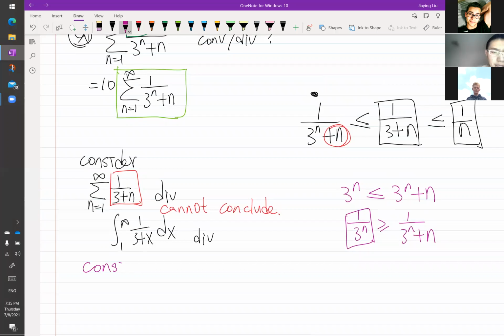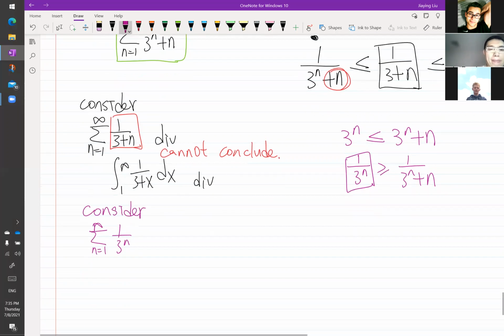So now we're going to consider the series 1/3 to the n, for n from 1 to infinity. There are a few ways you can do it. The longer way will be using the integral test. You can try to find the integral from 1 to infinity of 1/3 to the x dx, and then try to figure out the value from there.